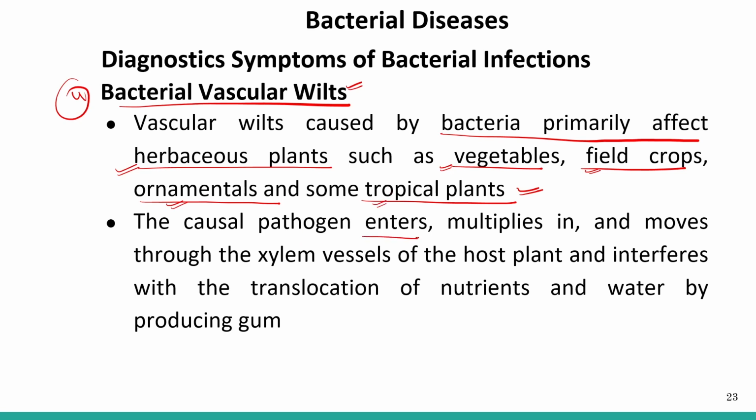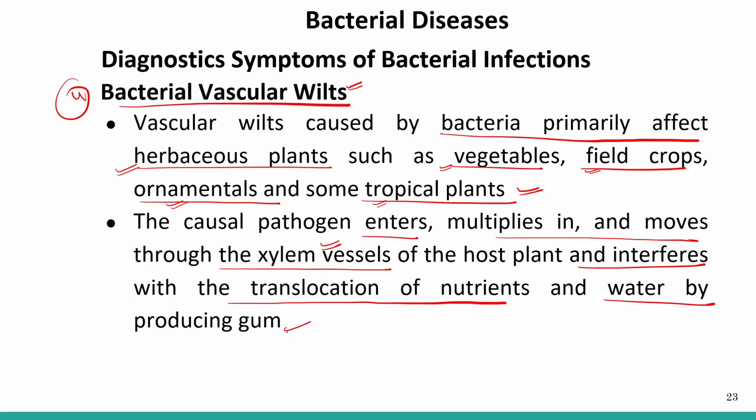The causal pathogen enters, multiplies and moves through the xylem vessels. Very important. So they are present in the conducting tissue, the xylem vessels of most plants, and interfere with the translocation of nutrients and water by producing gum. When there is gum in the vessels, there is a hindrance to translocating the water and the nutrients dissolved in it. And when there is no water to the upper tissue, what will happen? Wilt. That is why it is called bacterial vascular wilt.